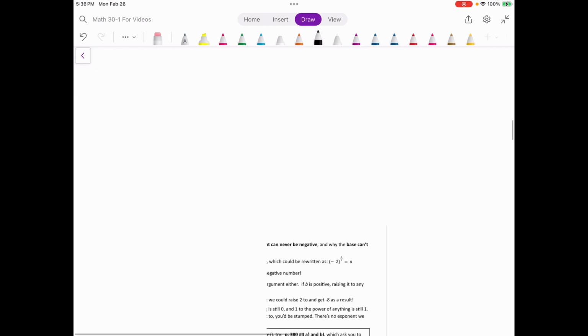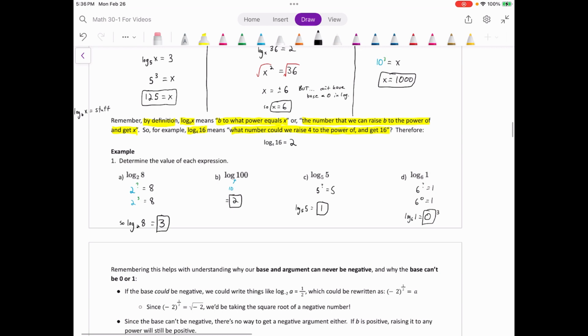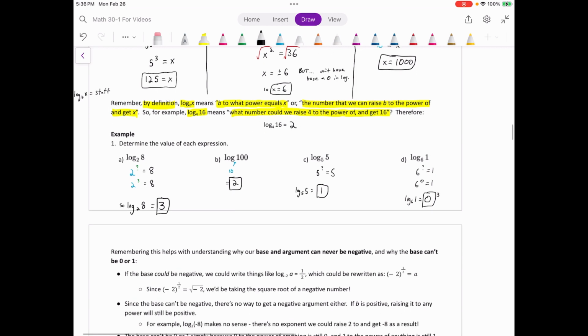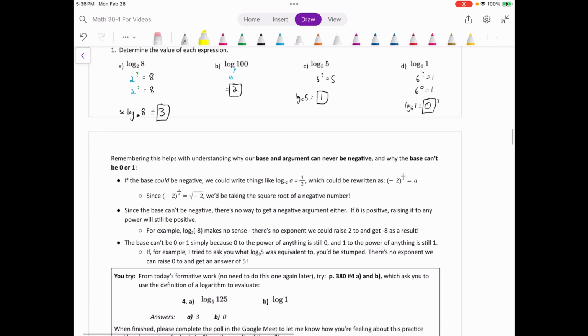All right. Now, remembering these ideas, remembering that it's just equivalent to that exponential relationship, helps us understand what I've been saying. I promise we'll talk about it later. Okay, now we're going to talk about it.